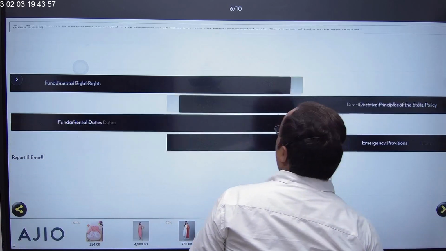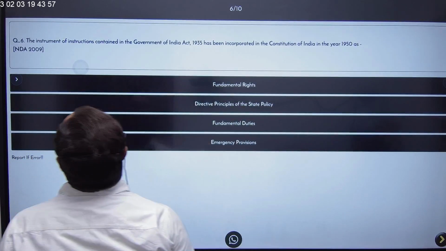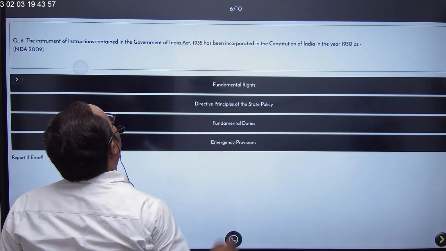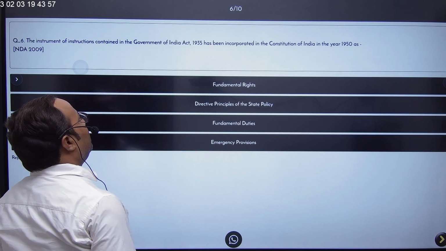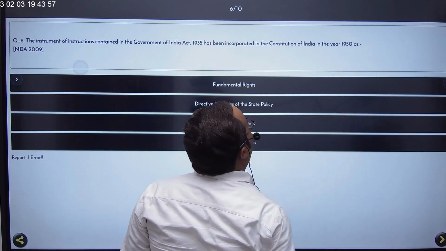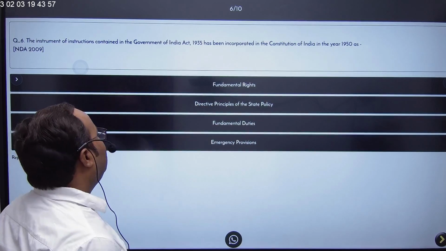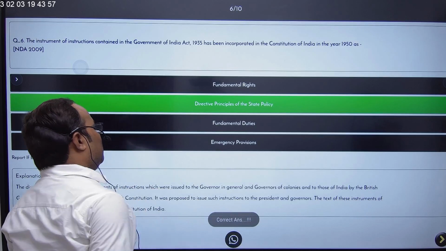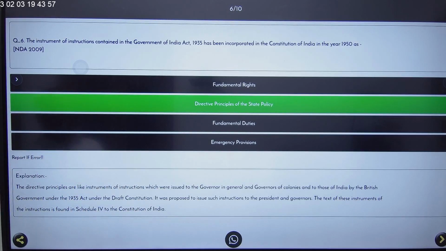So the next question is: the instrument of instruction contained in the Government of India Act 1935 has been incorporated in the Constitution of India in the year 1950 as the directive principles of state policy. That is the answer. So the explanation is given here.